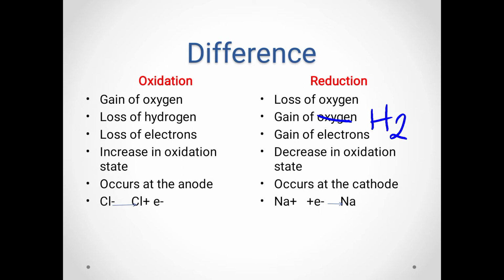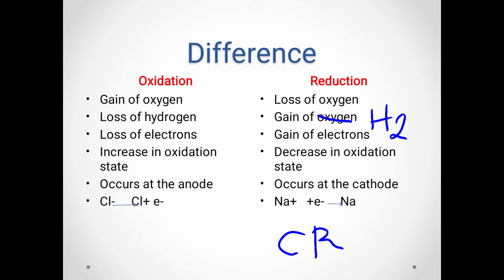Now, if there is confusion about where oxidation occurs and where reduction occurs: in every class there is a class representative, which we denote as CR. So you can use this mnemonic to remember that reduction occurs at the cathode.